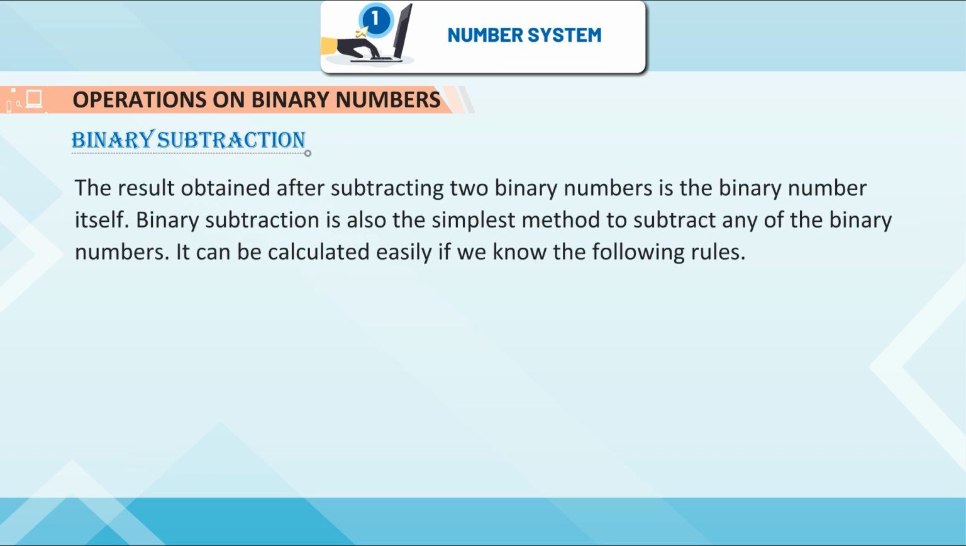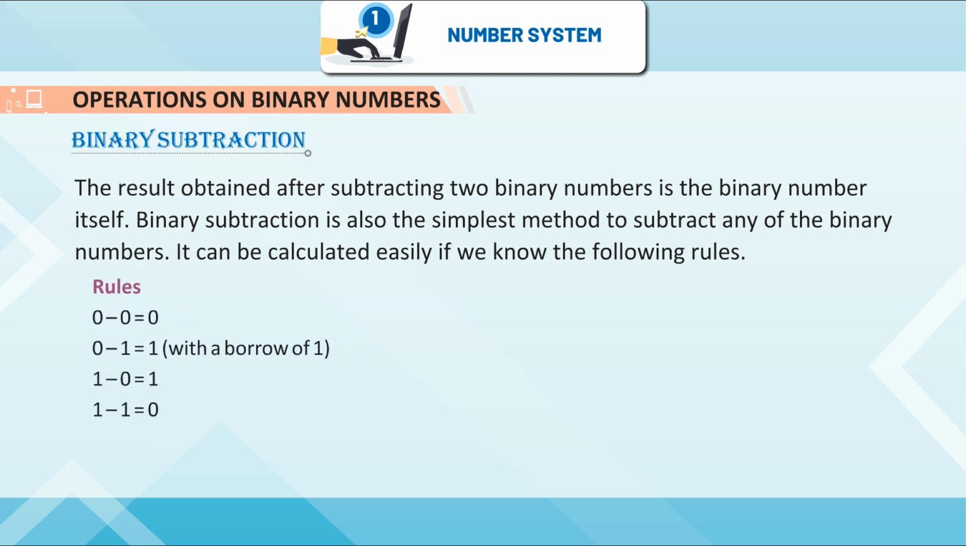Binary subtraction. The result obtained after subtracting two binary numbers is the binary number itself. Binary subtraction is also the simplest method to subtract any of the binary numbers. It can be calculated easily if we know the following rules.